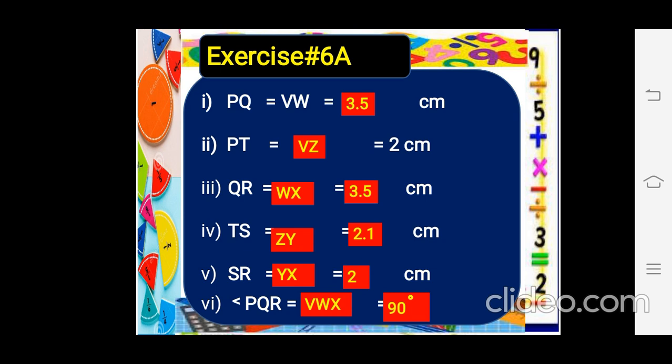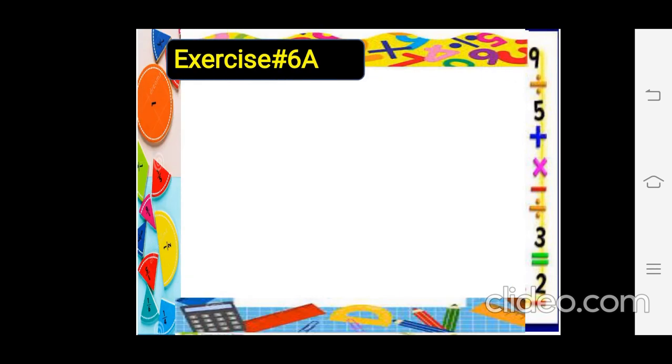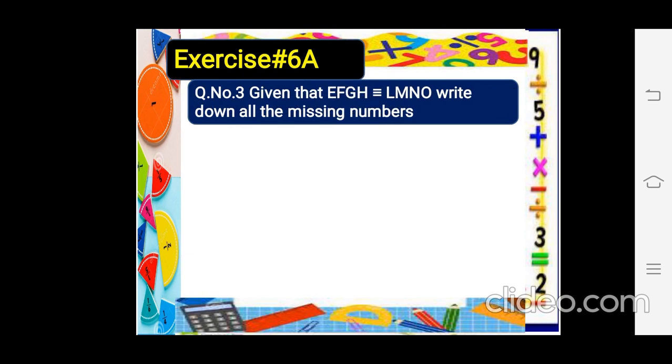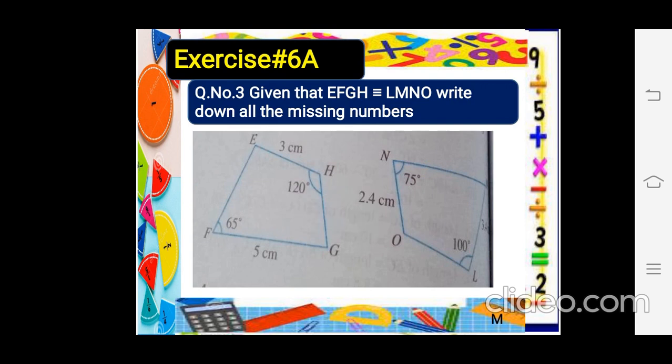Now move on to question number 3. The question number 3 is that given that EFGH is congruent to LMNO, write down all the missing numbers. Locate the figure carefully. Here side EH equals OL, side GH is congruent to NO, and the measurement of GH is 2.4 centimeter. Angle FEH is congruent to angle MLO, and that is 100 degrees. Angle FGH is congruent to angle MNO, so the angle at the end point is 75 degrees.